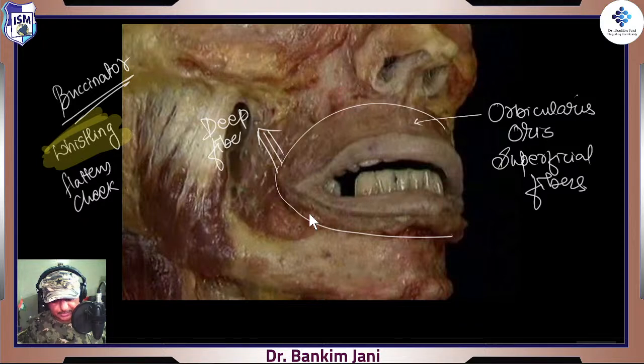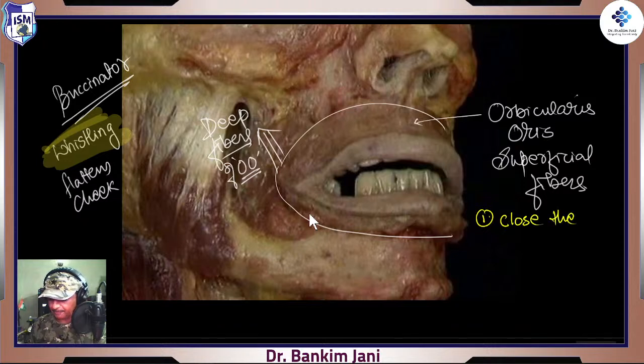Those deep fibers of orbicularis oris, right? They are associated with buccinator. So that is one. What would be the overall function of this orbicularis oris? Surrounding the mouth, so it closes the lips. So that is the function.